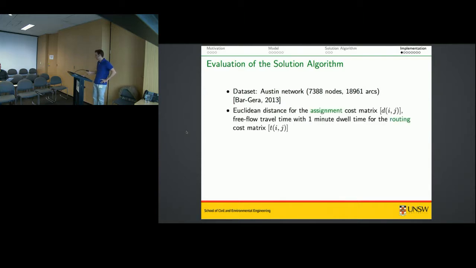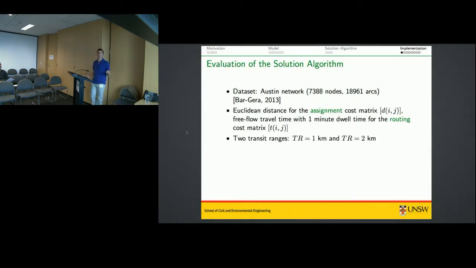We use the Euclidean distance for the assignment cost matrix. And we use free flow travel time, which was given by the instance, because this network is actually used a lot in traffic assignment. So it comes with free flow travel time, distance, and some route design parameters, which we didn't use here, but could be of interest if you want to look at the capacity of the arcs. That could be done on top of this model using a bi-level approach. The routing cost matrix was the travel time with the dwell time.